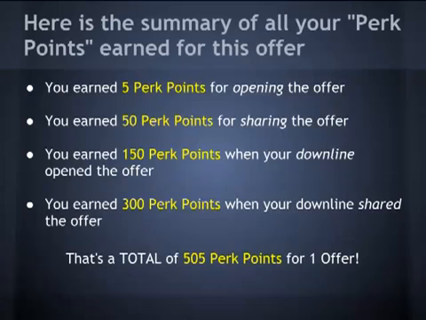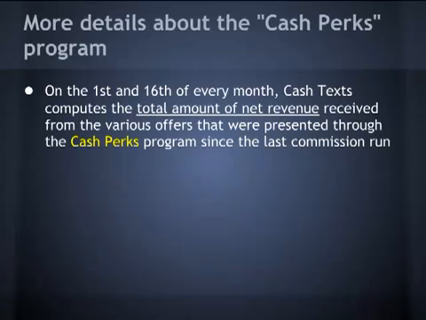All right, so you got these 505 points. Again, what's it all worth? On the 1st and 16th of every month, CashText computes the total amount of net revenue received from the various offers that were presented through the Cash Perks program since the last commission run. In other words, we're pooling all the money that all these particular offers that were sent out during a particular period generated. We pull that money, and we calculate the net revenue that generates.